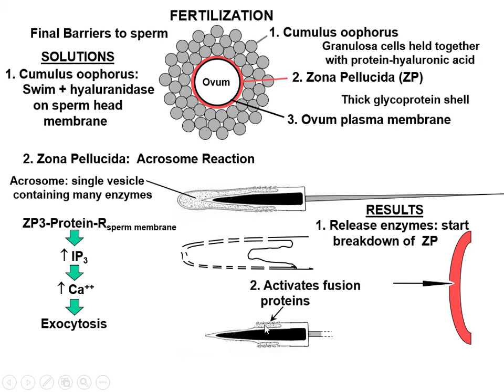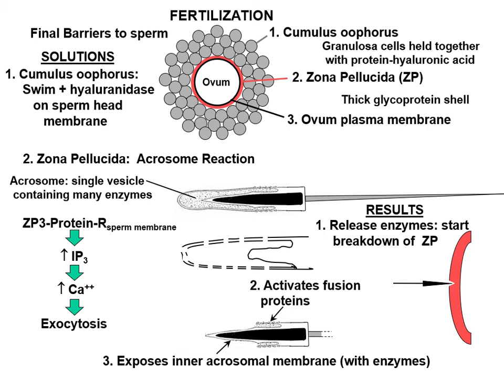It also activates these proteins on this end of the plasma membrane that still remains, and these are fusion proteins. They're important for getting through the third barrier because they allow the sperm to fuse with the plasma membrane. And finally, it exposes this inner acrosomal membrane. Now there's enzymes on that membrane which will also break down the zona pellucida.